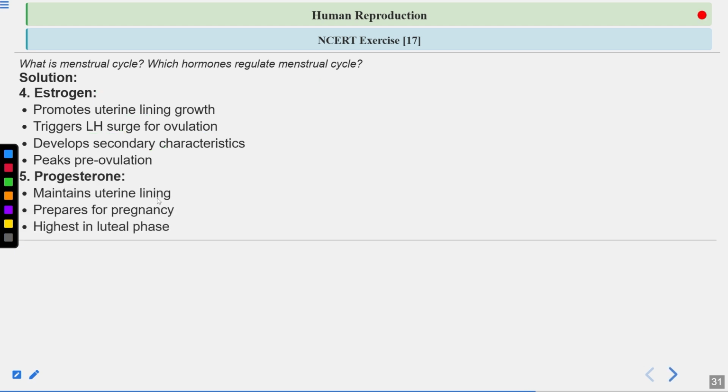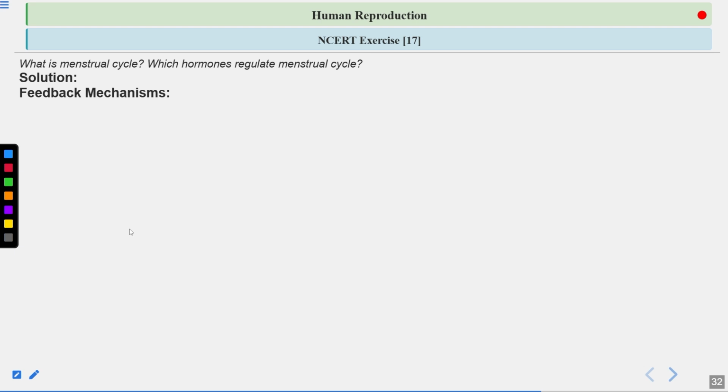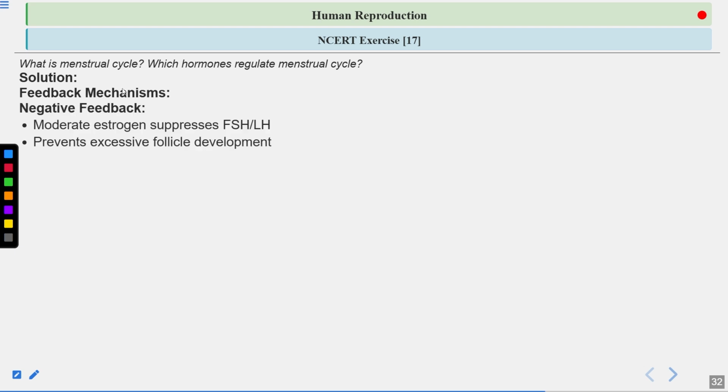Then progesterone maintains the uterine lining, prepares for the pregnancy, and the progesterone level is highest in the luteal phase. Then there is a feedback mechanism. When the estrogen level is low, remember this, it will suppress the FSH and LH release. Why does estrogen initially suppress the FSH and LH? So as to maintain the number of follicles which are developing. So it prevents excessive follicle development: primary follicle, secondary follicle, tertiary, and the Graafian follicle.